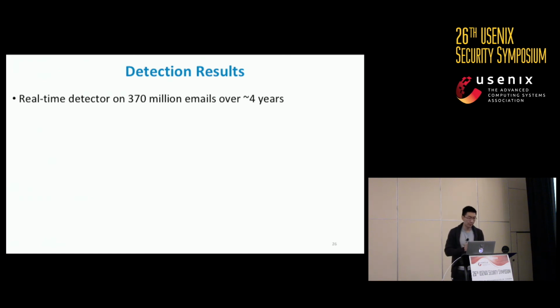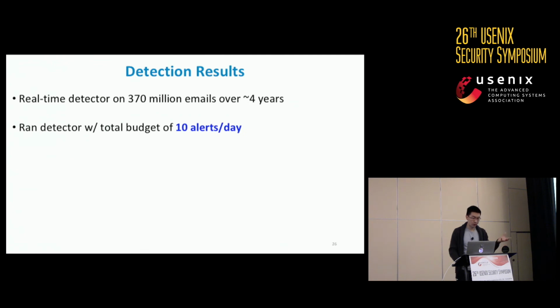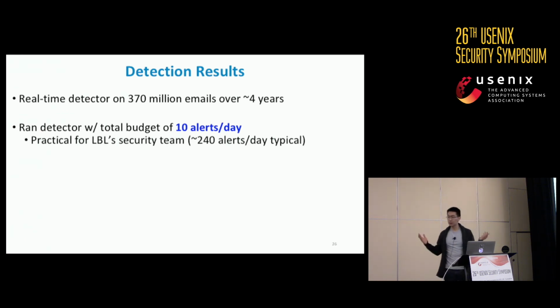You can see the paper. But we ran this real-time detector over a data set, which is four years' worth of emails, 372 million emails actually. And how did it do? Well, the first thing we did is we asked LBL's security team, what budget should we use? DAS takes a budget, what should that be? And they said, 10 alerts per day is great for us. That's a totally normal value. In fact, they told us that on a typical day they process over 240 alerts. So 10 more alerts is going to be a drop in the bucket.